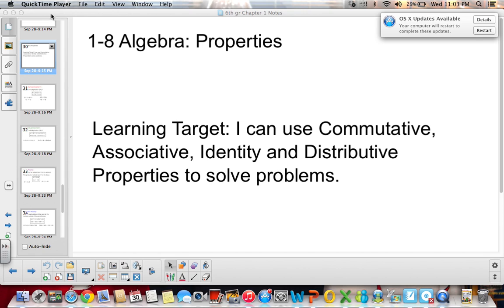Hi, sixth graders. We're on lesson 1-8, which is on properties, and it starts on page 53 in your textbook. Our learning target is we can use commutative property, associative property, identity property, and distributive property to solve problems.